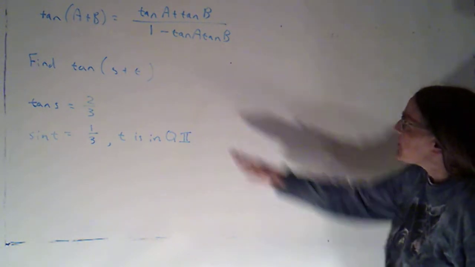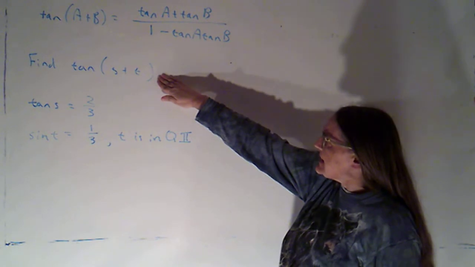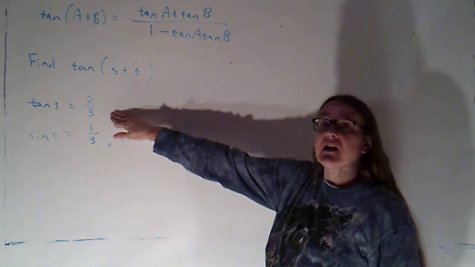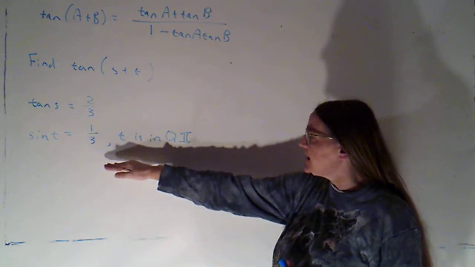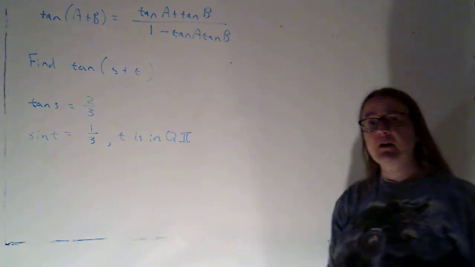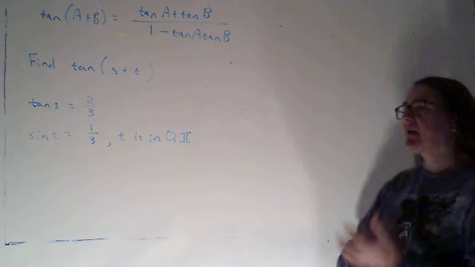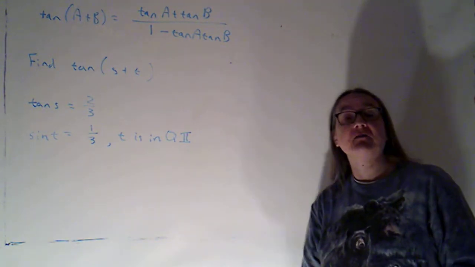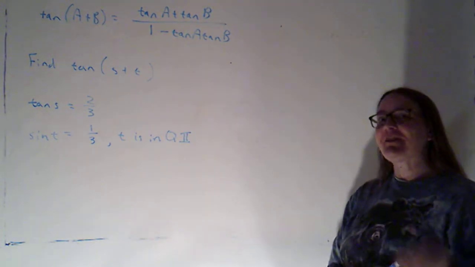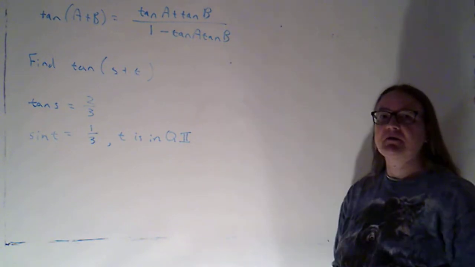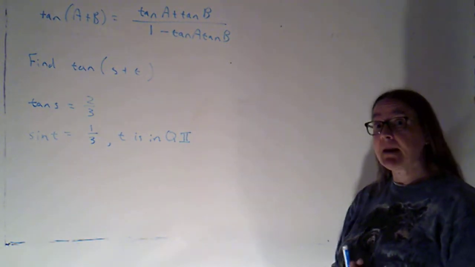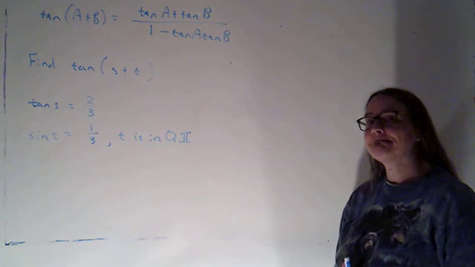Okay, so we're going to find tangent of s plus t, and I'm giving you this time tangent of s. But for t, I'm just telling you sine of t is 1/3 and that we're in quadrant 2. Now I said I wanted to work through this together, but I actually want to encourage you to pause the video and try it on your own and then tune back in and we'll work through it together and you can just check your answer. Okay? So go ahead and pause the video.